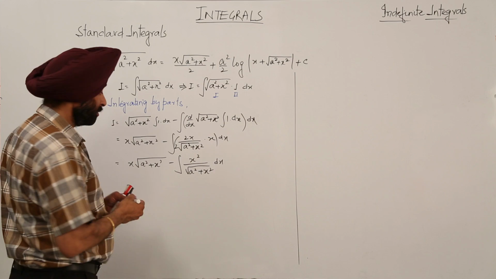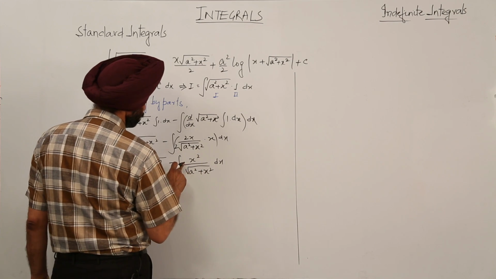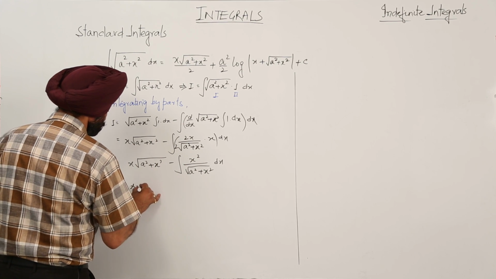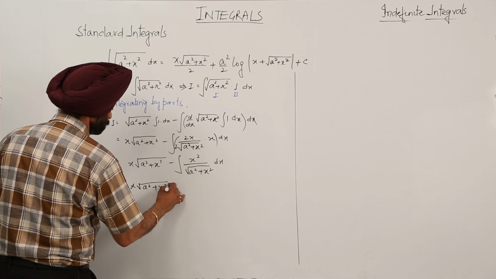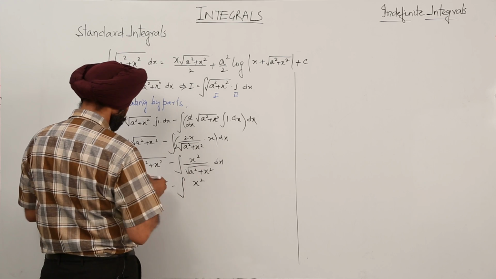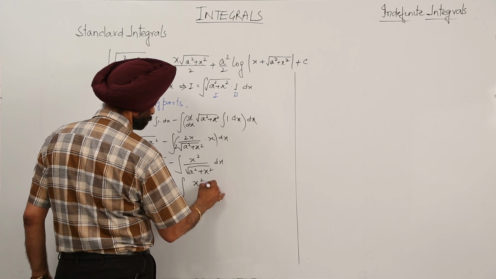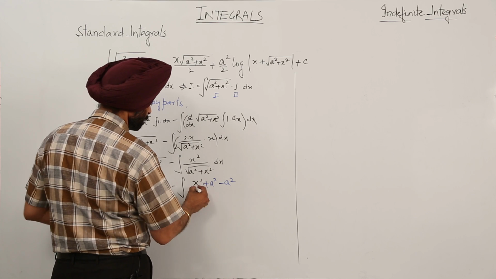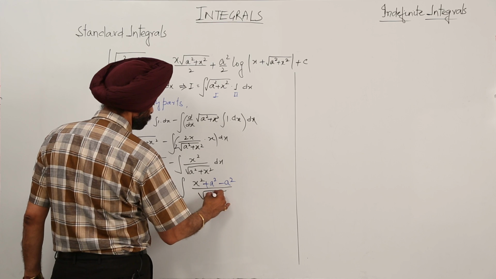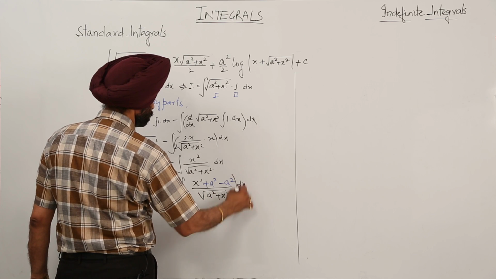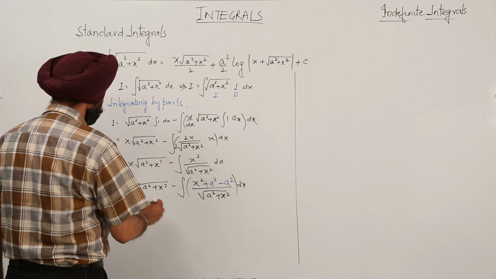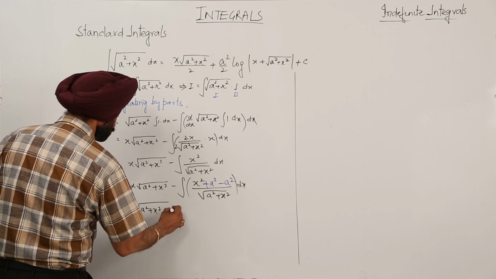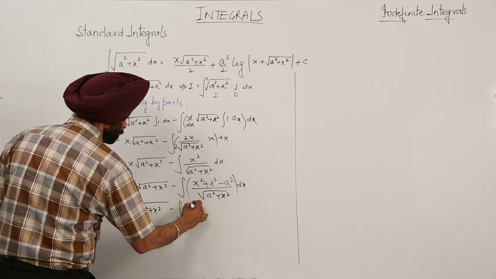Now what are we going to add? We have a square and we are having x square, so we have to add a square minus a square. Okay, x square root of a square plus x square minus the integration of x square plus a square minus a square upon square root of a square plus x square dx. Is it clear?